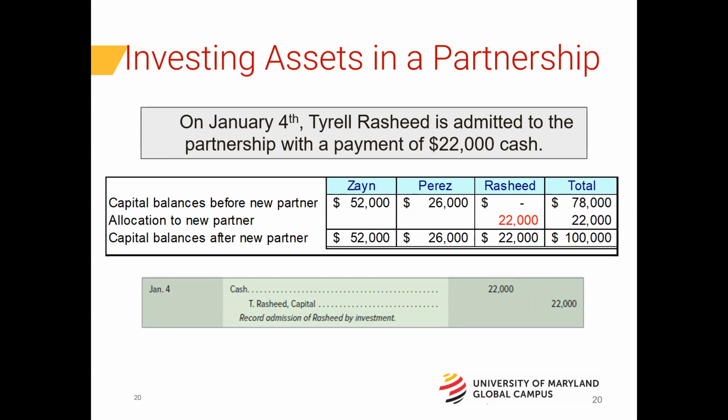And so Rashid now owns 13,000 worth of the business that he bought directly from Perez. And Rashid is also bringing cash into the business, which increases Rashid's ownership in the business. So Rashid decided to invest $22,000 of his money into the business: debit $22,000 in cash to increase cash, and credit $22,000 to Rashid to increase Rashid's share of ownership. And now the balance of capital within the business is 100,000.